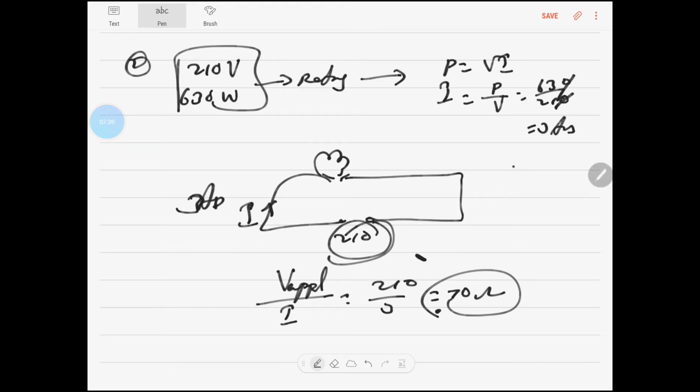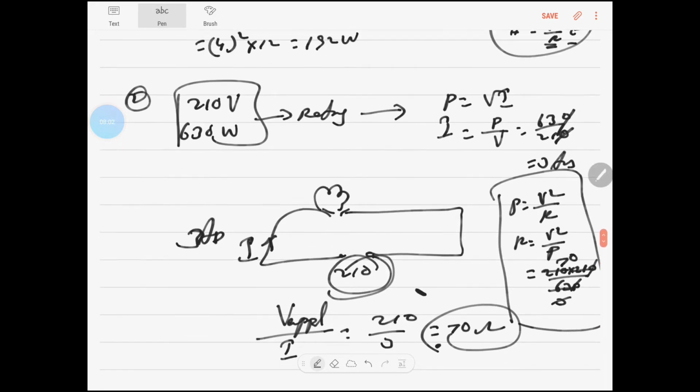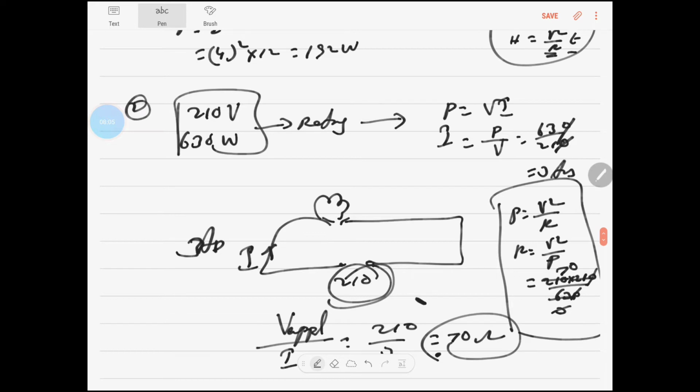What happens if you use P is equal to V square by R? And I try to find R directly, V square by P. V square is 210 into 210 and power is 630. This is 21 3s are, and this is 70. So you still get the same answer. So you can either find I and do that, or you can directly use the rating itself and find the resistance of the circuit.